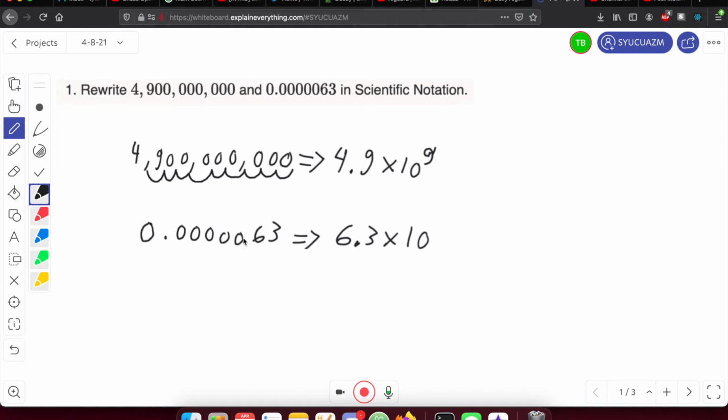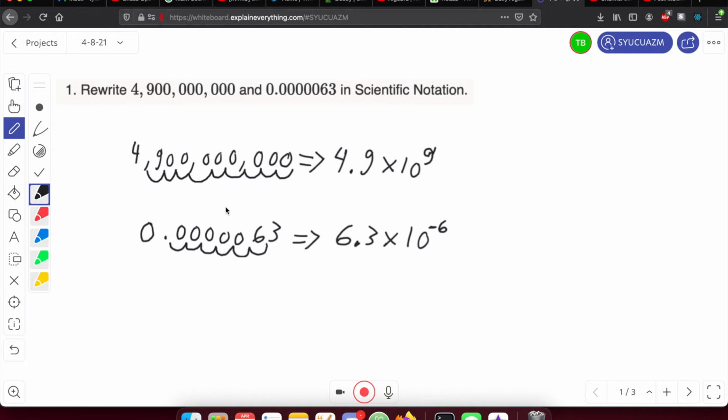Now, because this is a really, really small number, the exponent is going to be negative. And we're still going to count the places. So we have 1, 2, 3, 4, 5, 6. So it's going to be 10 to the negative 6. And again, this is literally the same number as this. If we multiply 6.3 times 10 to the negative 6, we will get 0.0000063. So this is how you would do a problem like this.